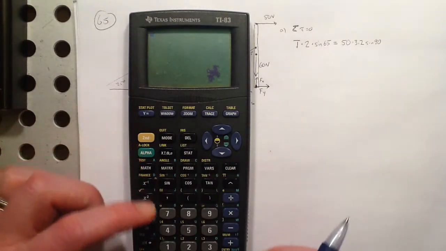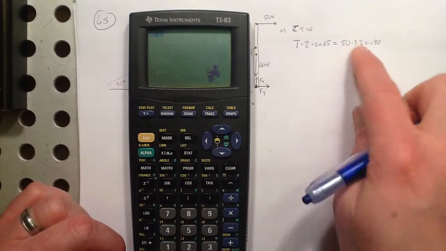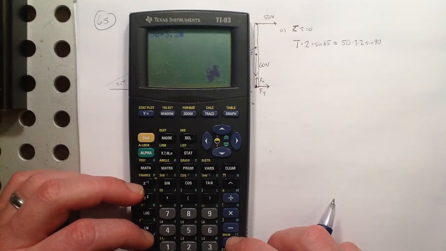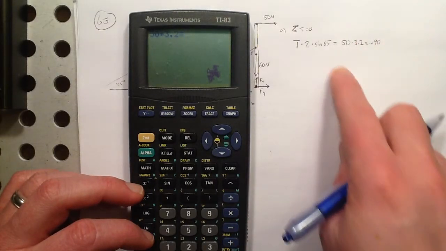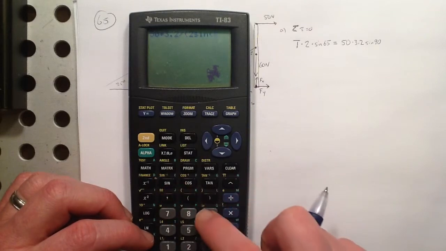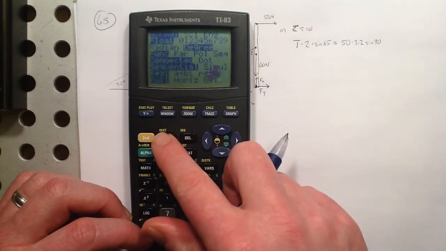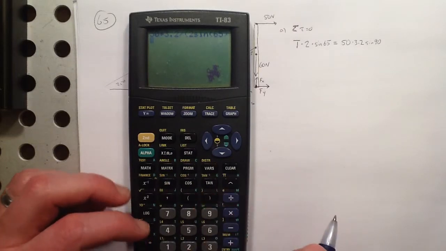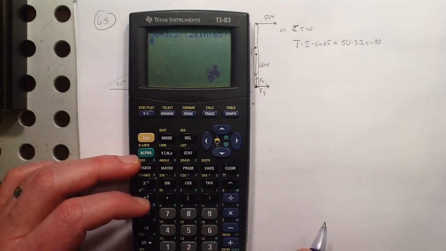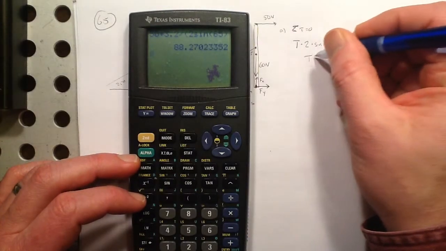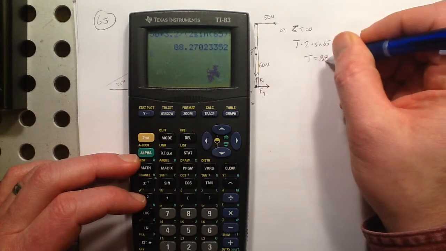Okay, so I got 50 times 3.2 times the sine of 90, which is 1, divided by 2 times the sine of 65. Let's make sure they didn't change to radian mode. They didn't. They don't really know what that means yet. They're only 6 and 4, so cut them a little slack there. So the tension force is about 88 newtons.